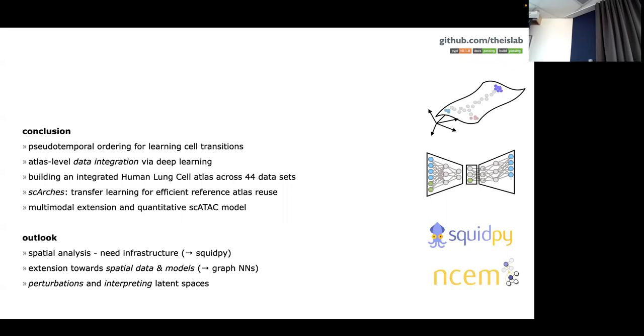Have you seen the trajectory in that paper? Yeah. Actually, I'm going to talk to Smita tonight. Oh, so she's in town. This is a good thing.